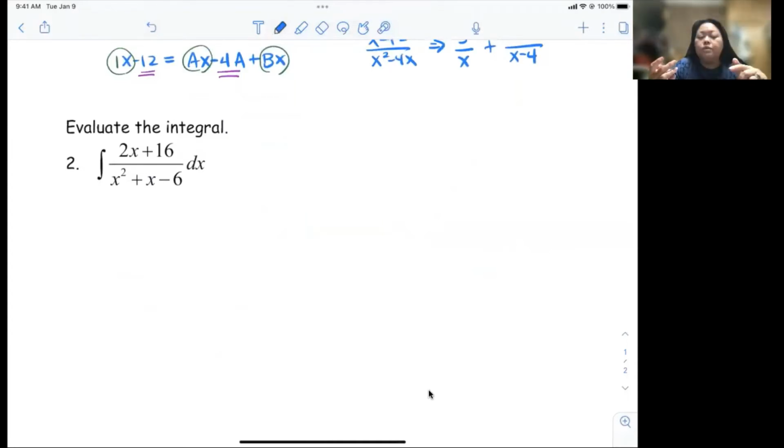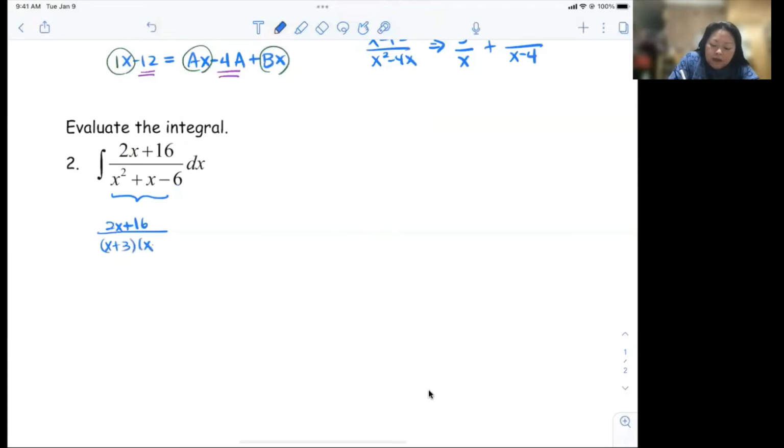But vice versa, when the top is smaller than the bottom, you have to do partial fraction. So that's what we're going to do now. We're going to take this and go, okay, first of all, I'm going to look at this 2x plus 16. If I factor the bottom, the denominator factors into x plus 3 and x minus 2. That means my original fraction was something over x plus 3 and then something over x minus 2.